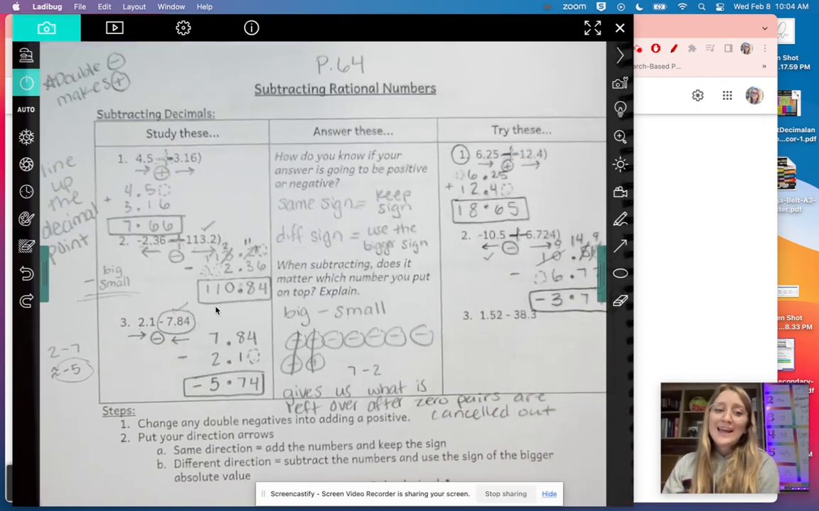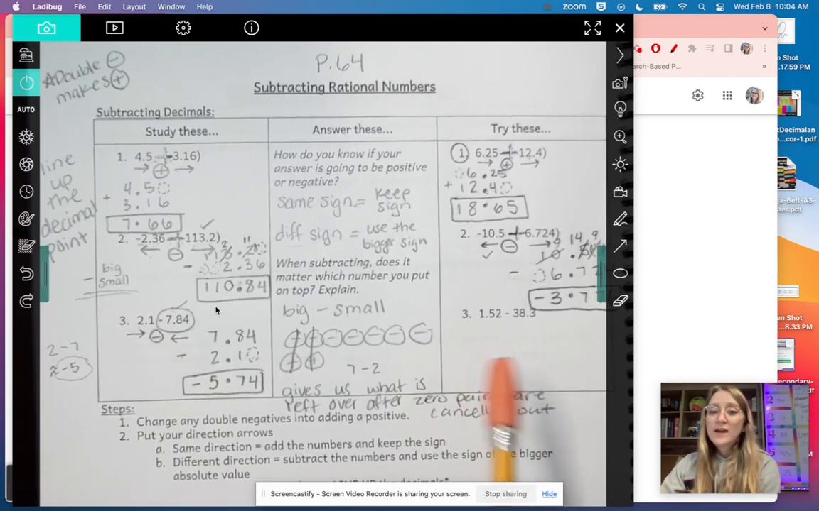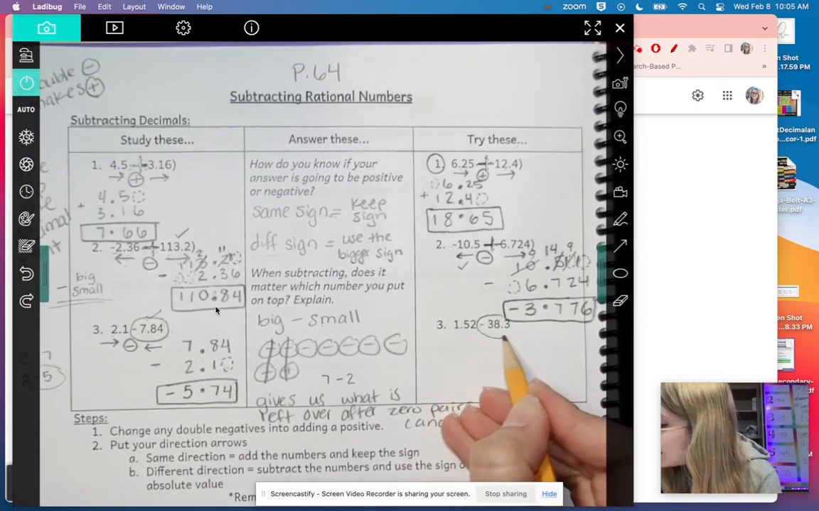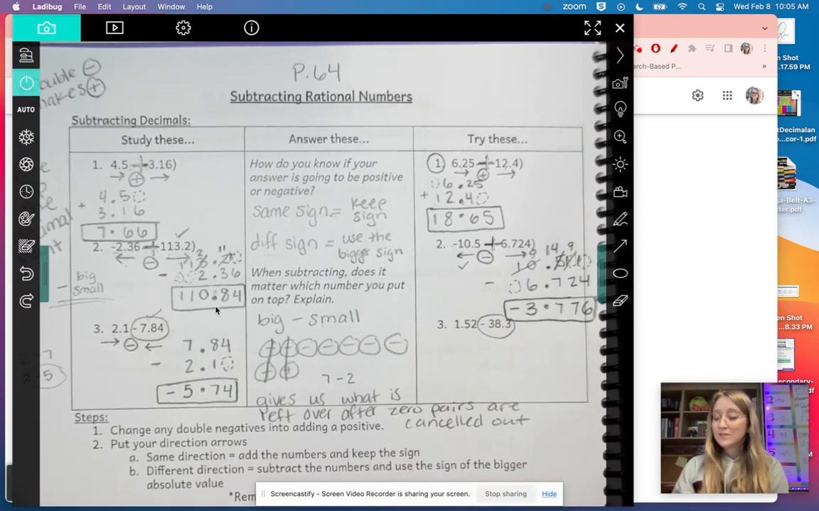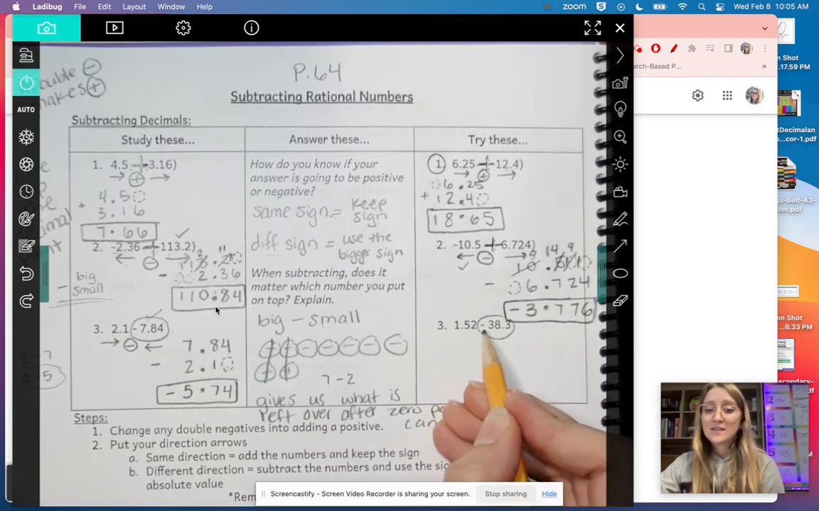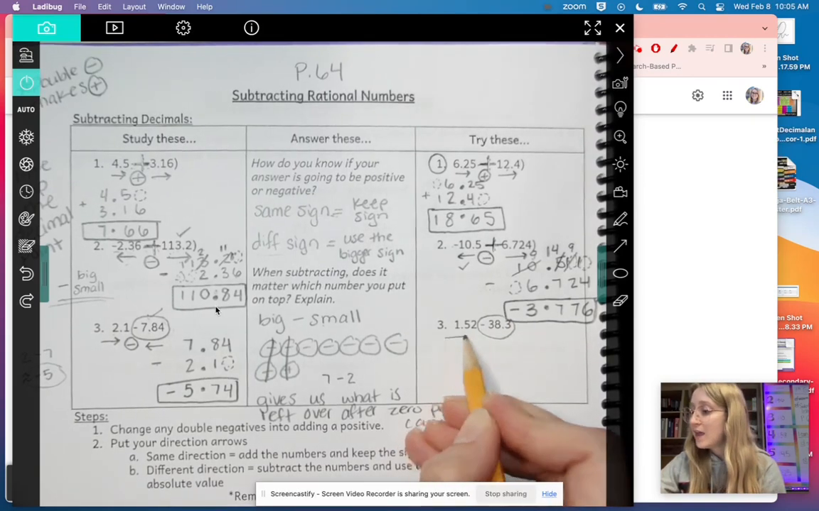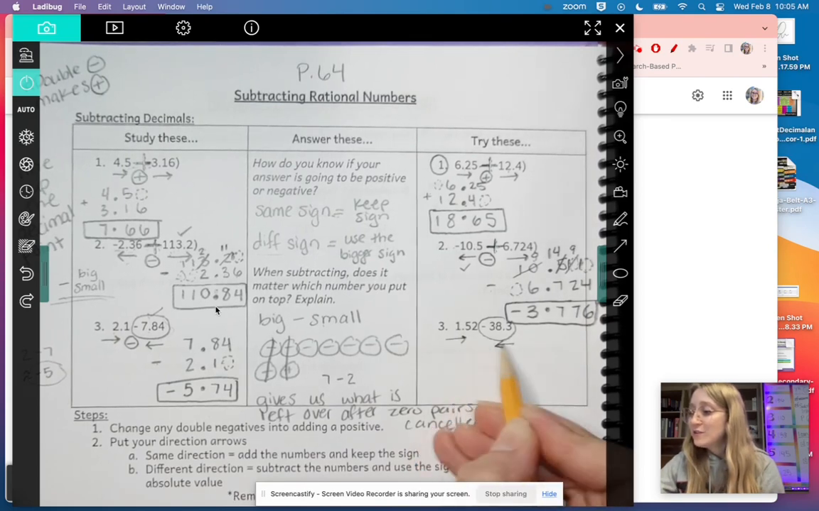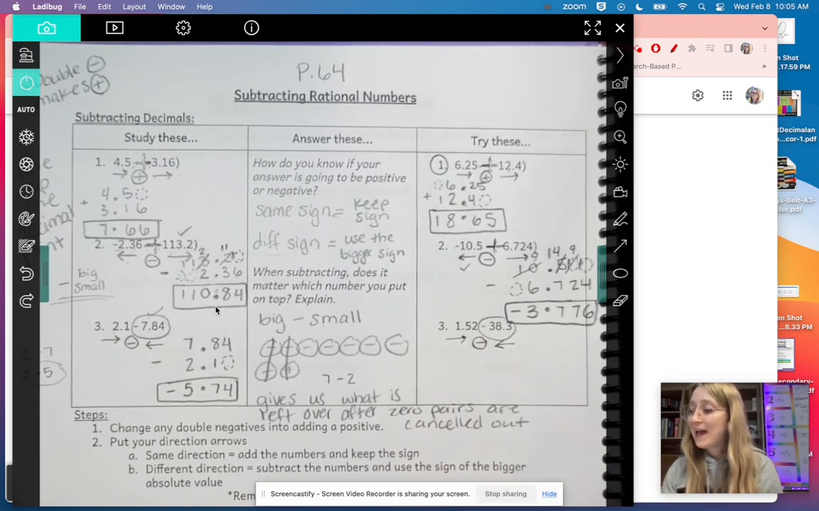Last little bit of this Edpuzzle, go ahead and try the final try these problems. We've got 1.52 minus 38.3. All right, starting off strong, we notice it's nice and clean. I'm going to think of this guy right here as a negative. So this is just going to be a positive plus that negative. We've got a positive sign. We've got a negative sign. They're different signs, so they're going to cancel out.